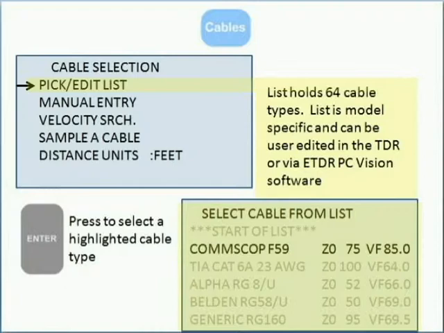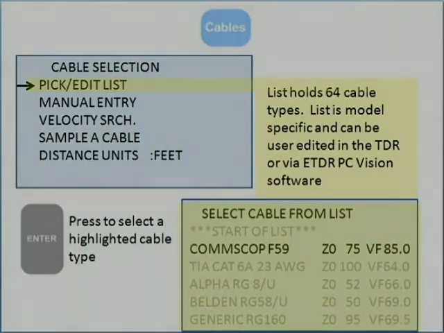Edit the list on the fly in the TDR or use eTDR PC Vision software to upload, modify, and download lists. Manual entry lets you enter a cable type for testing without editing the cable list. Velocity search and sample cable are both methods for finding the velocity of cables. Finally, distance units permit switching between feet and meters.